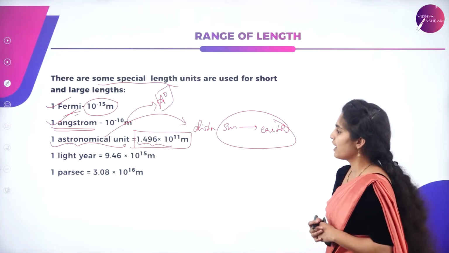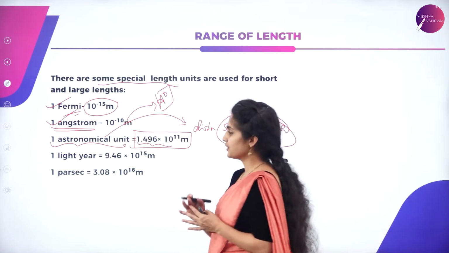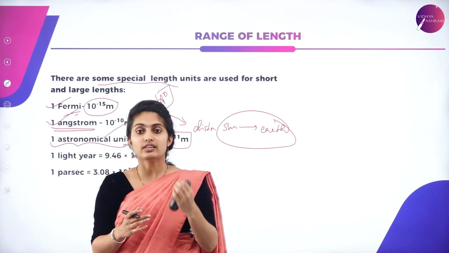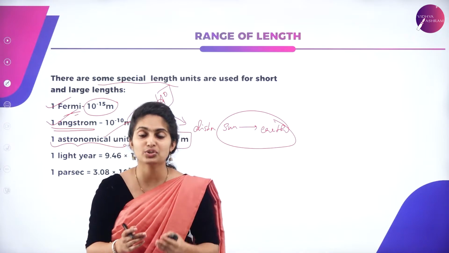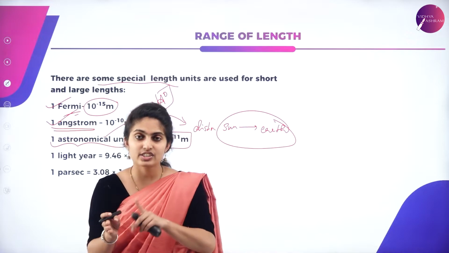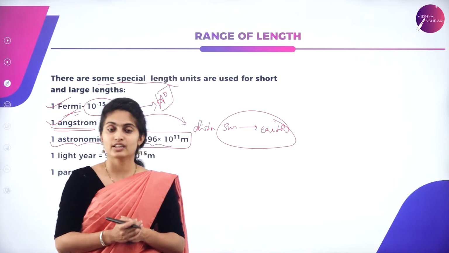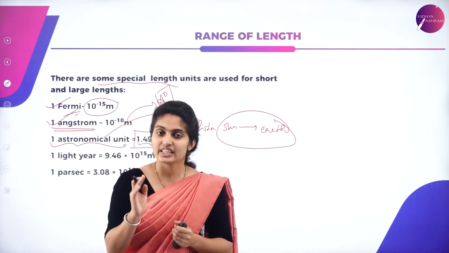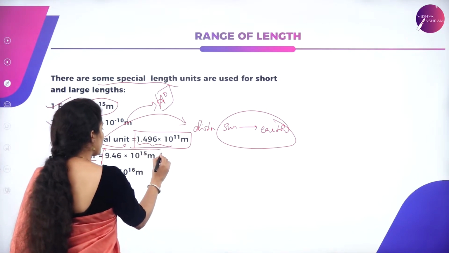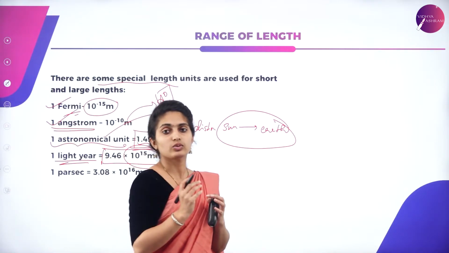Okay. Next, you have 1 light year. So what is meant by 1 light year? 1 light year is the distance light travels with its own velocity, that is 3 into 10 to the power of 8 meter per second. The distance light travels with the speed of 3 into 10 to the power of 8 meter per second throughout 1 year is known as 1 light year. And what is it? 9.46 into 10 to the power of 15 meter. Okay, so this is known as 1 light year.